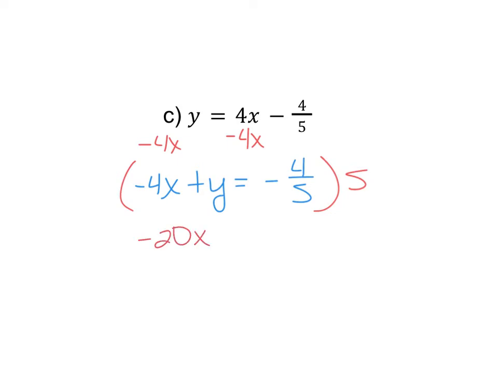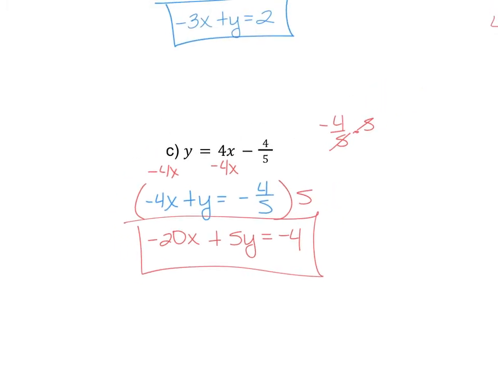So this would give you negative 20x, because negative 4 times x times 5 is negative 20x, plus 5 times y is 5y. Negative 4/5 times 5, that cancels, so you would have equals negative 4. Is it in standard form? Yes. There's your answer.